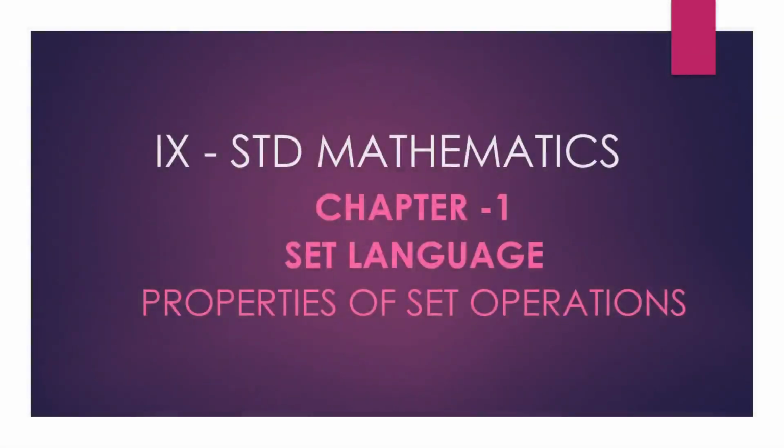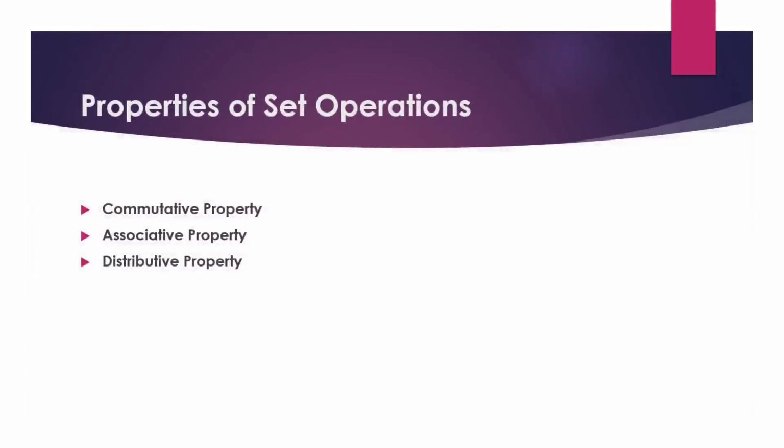Good morning, students. This is Math Session 9th Standard, Chapter 1, Set Language. In that, we are going to see properties of set operations. We are having three properties of set operations. In that, first one is commutative property, second one is associative property, third one is distributive property.